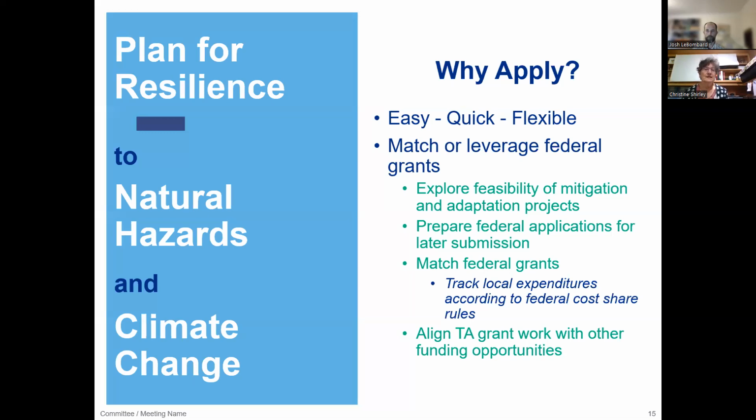And then I also wanted to say that we are available at DLCD to help you craft a resilience application, as well as to link you up with organizations like the Oregon Climate Change Resilience Institute, who can help you craft an application about climate change. And also during the project, we can be available. But if you need assistance with the crafting of an application that addresses natural hazards or climate change, please reach out to our hazards team.